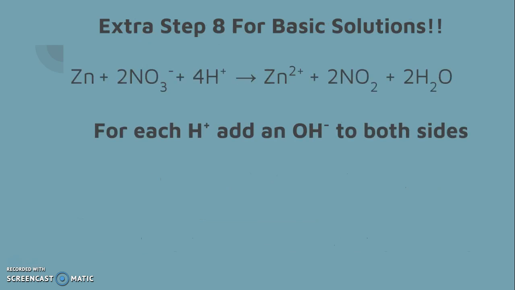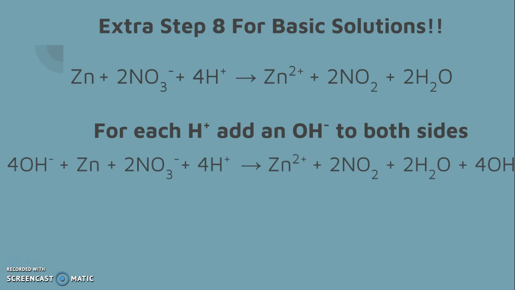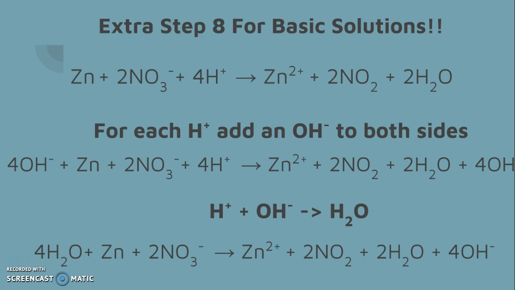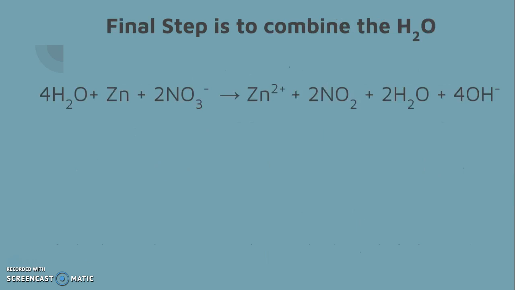For each H+, we have to add a hydroxide ion on both sides, so we add 4 OH- on both sides. Next, we combine the hydrogen and hydroxide to form water, and you should get this. Lastly, we combine the H2O on both sides and arrive at our final answer.